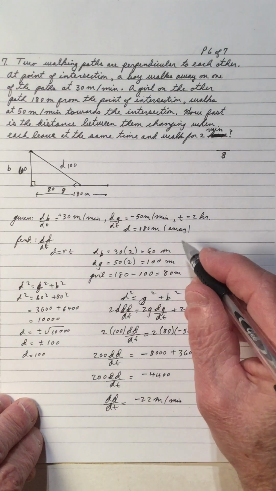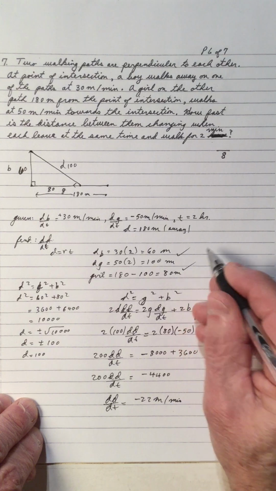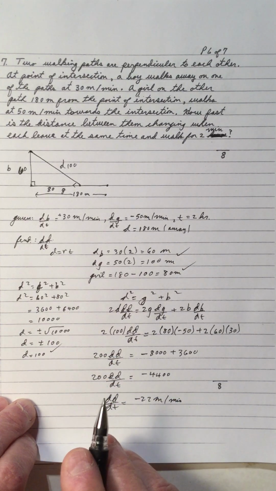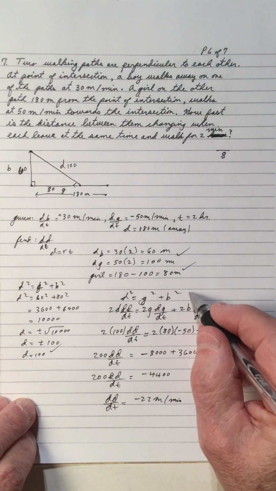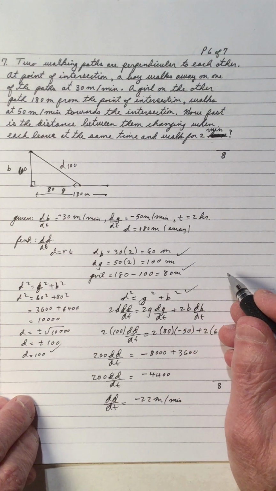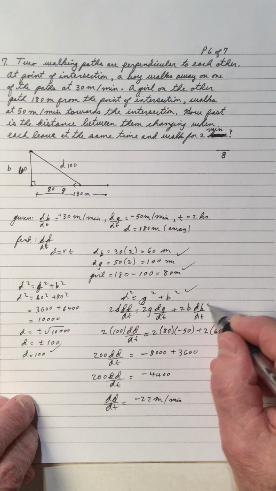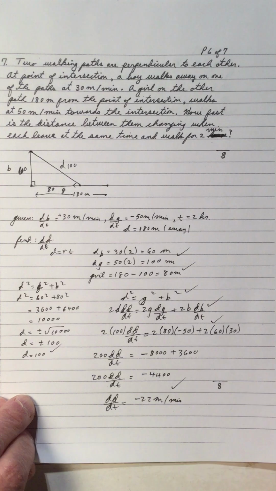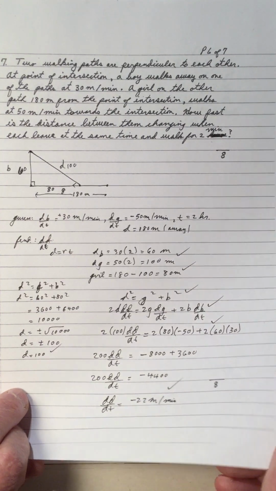So if you did your distances and you got your 80, there's 2 marks. If you did the distance of 100, I gave you another mark. If you wrote down the equation, which is the Pythagorean, I gave you a mark. If you did the derivative, I gave you a mark. If you substituted in correctly, I gave you a mark. If you got this answer, I gave you a mark. So 8 marks altogether.